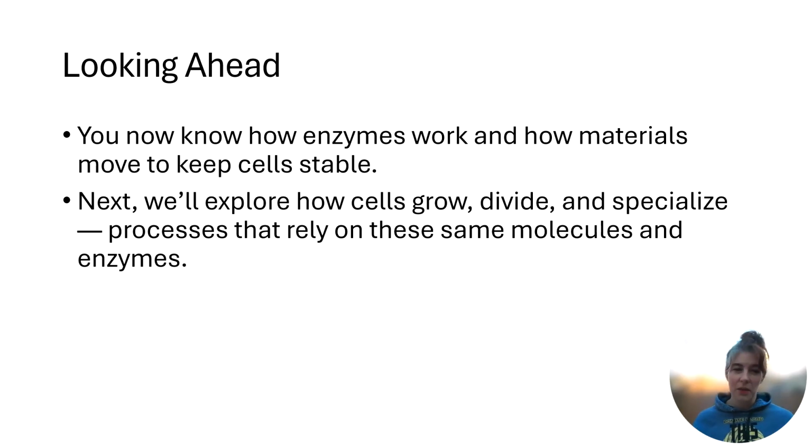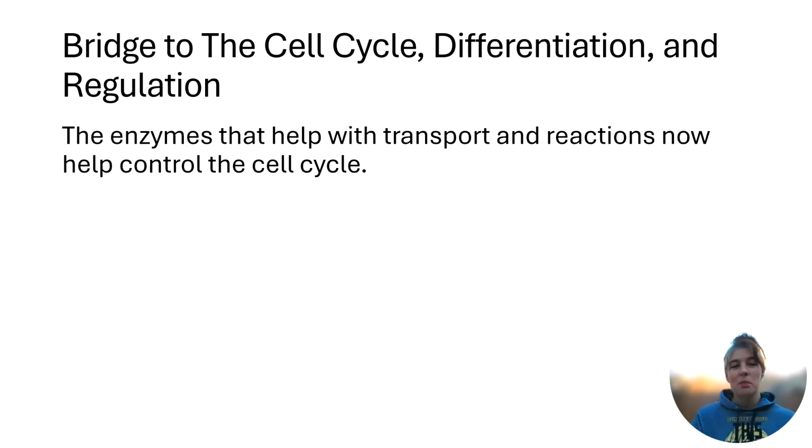So let's look a little bit ahead to what we're going to be talking about. You now know how enzymes work and how materials move to keep cells stable. Next, we'll explore how cells grow, divide, and specialize, processes that rely on these same molecules and enzymes. So this bridges to the cell cycle, differentiation, and regulation. The enzymes that help with transport and reactions now are going to be something that we talk about in terms of helping control the cell cycle.